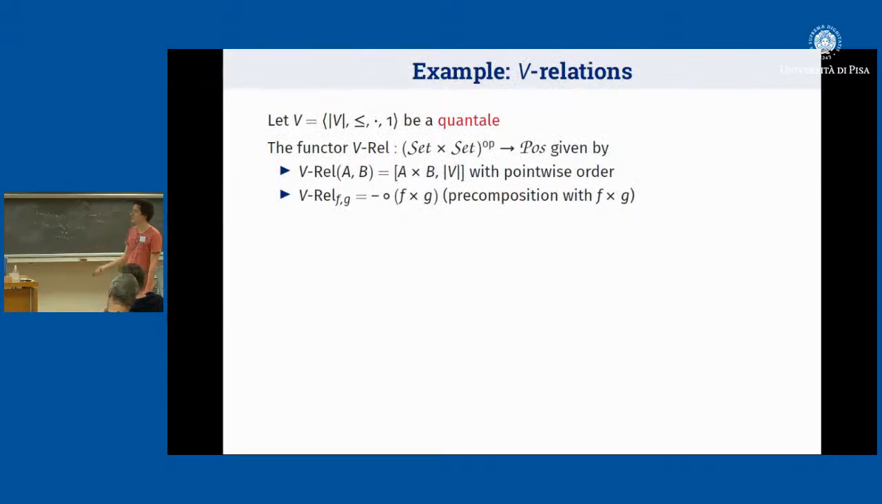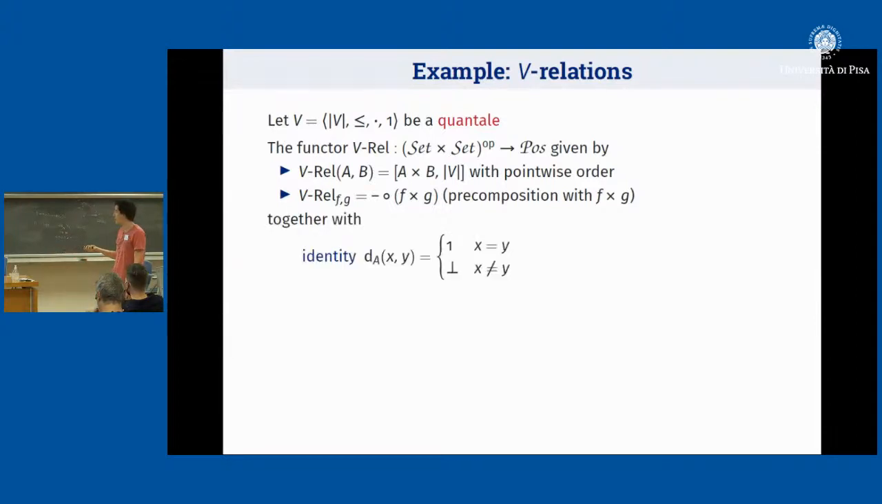So the first one are quantale valued relations. So the base category is Set. We fix a quantale, which is a complete lattice with a monoidal operation which distributes over arbitrary joins. And relations are just functions. Relations from A to B are functions from the product of A and B to the underlying set of the quantale with the pointwise order. And reindexing is given by precomposition.